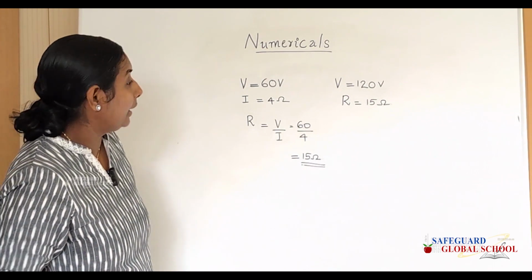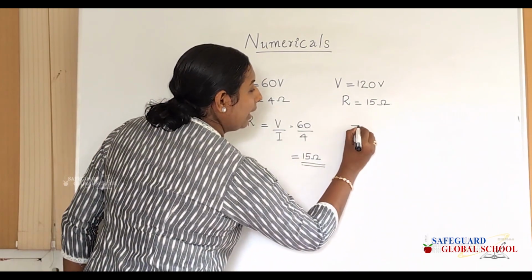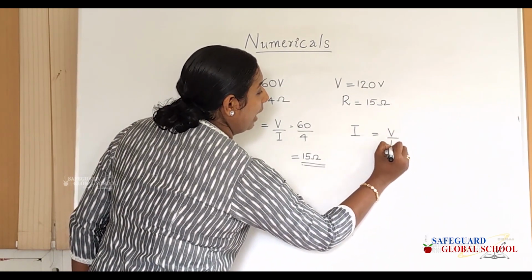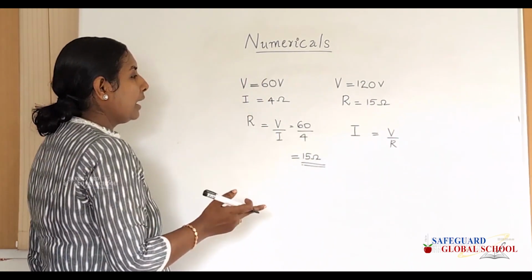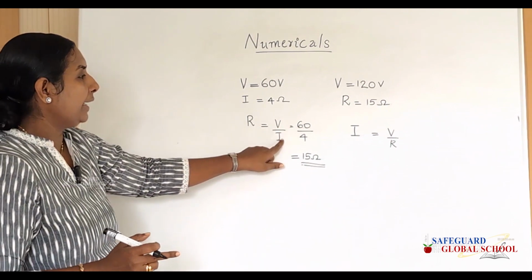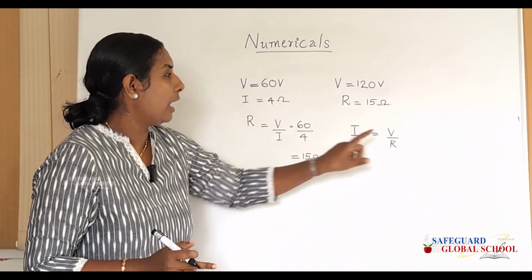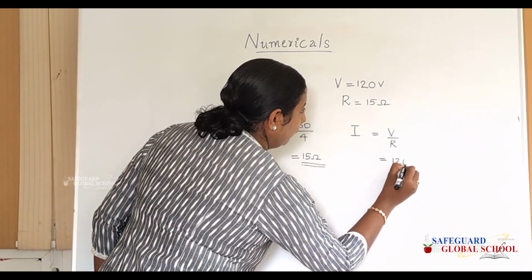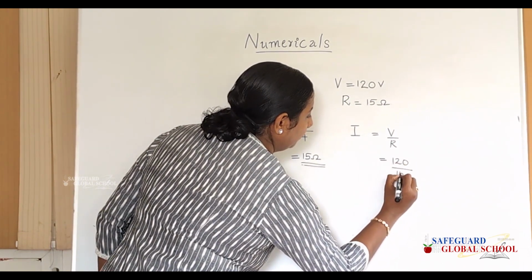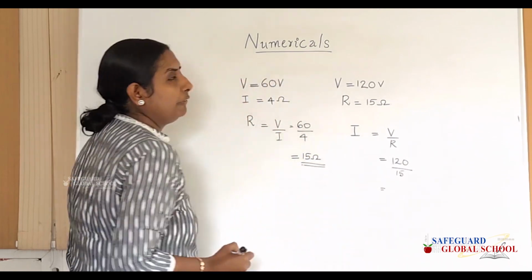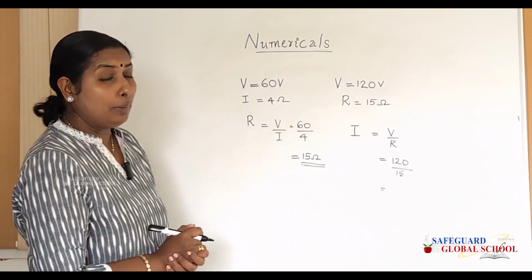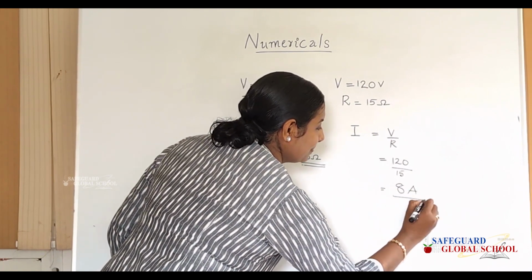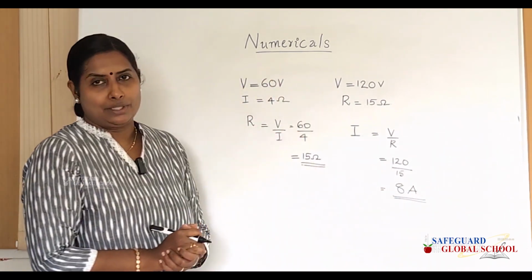What is the current drawn? So we know that I is equal to V by R. V is equal to IR, R is equal to V by I, and I is equal to V by R. So what is your answer? 120 divided by 15. So what is 120 divided by 15? It will be 8 amps. So this is the question.